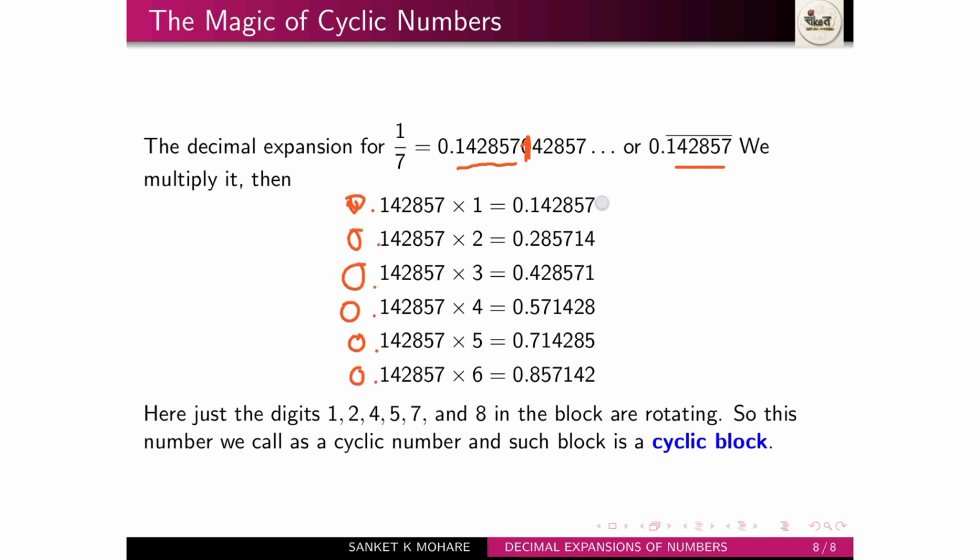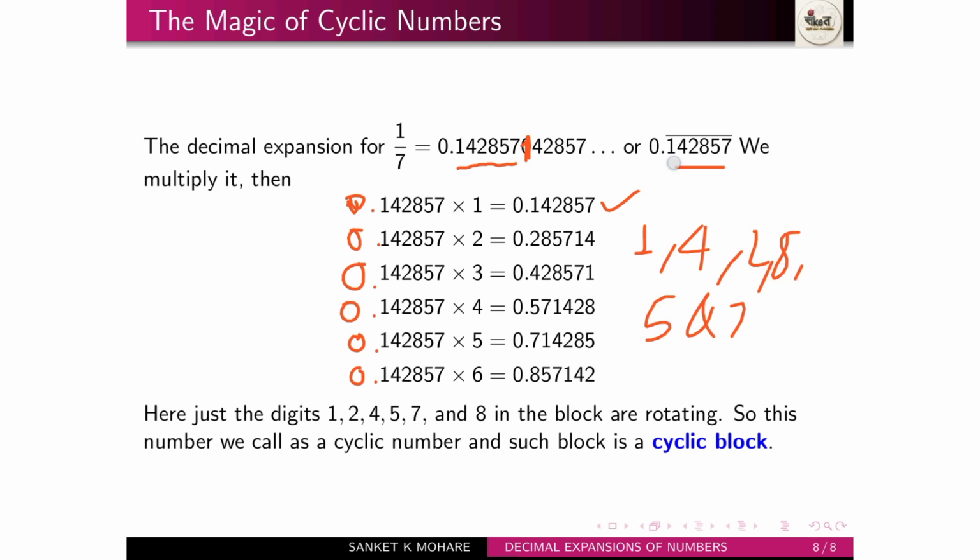0.142857 multiplied by 1 is 0.142857. If we multiply by 2, then we'll get 0.285714. If we multiply this by 3, then we'll get 0.428571. If we multiply by 4, then we'll get 0.571428. If we multiply by 5, then we'll get 0.714285. And if we multiply by 6, then we'll get 0.857142.